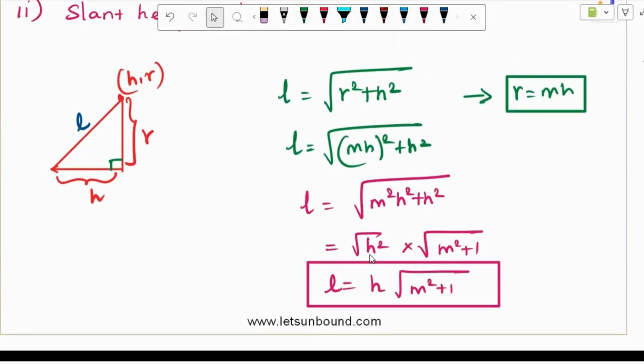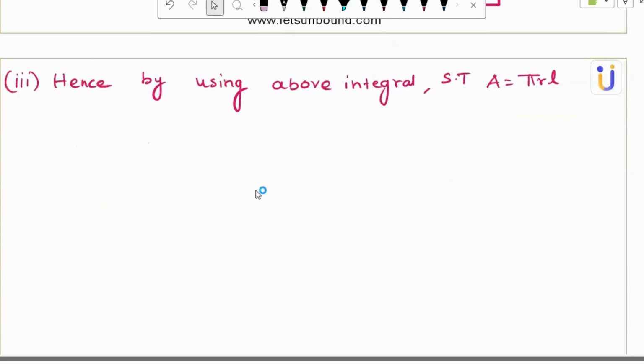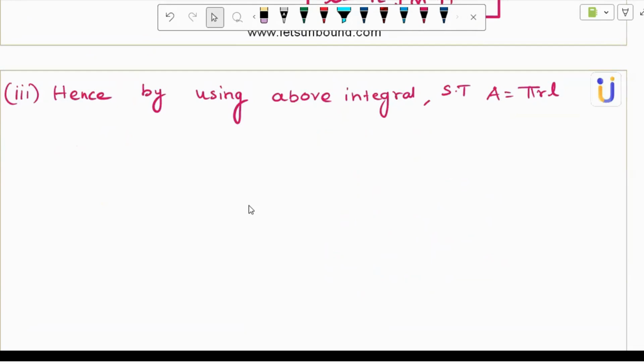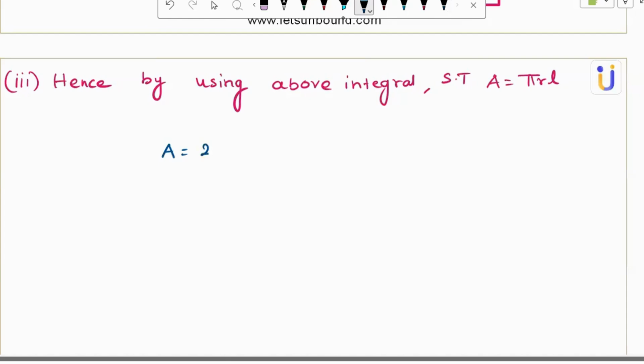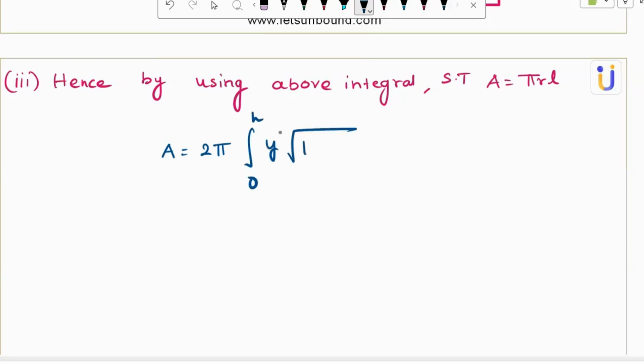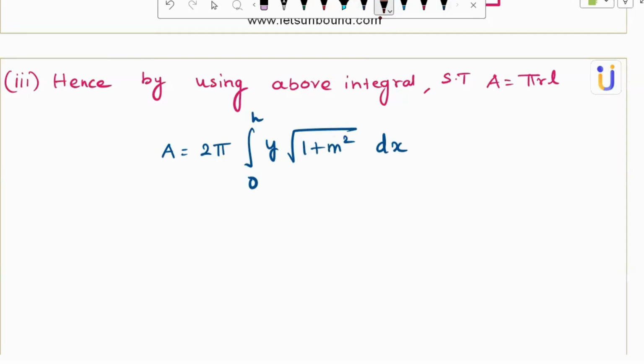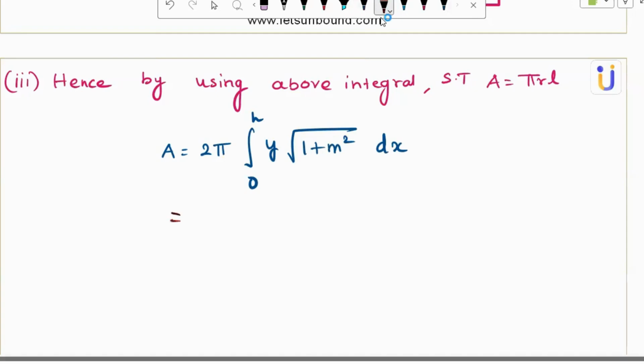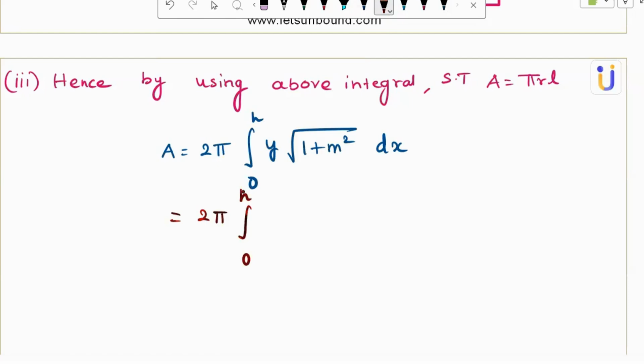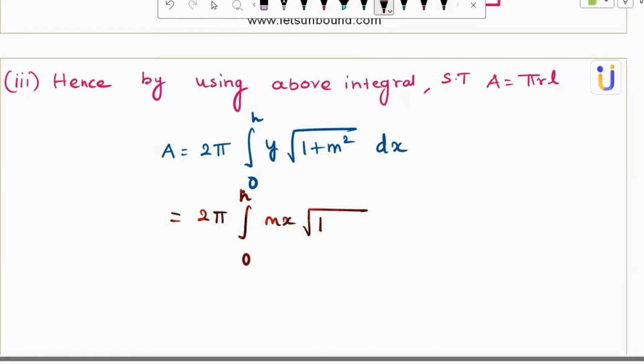Right, and next part. Hence, by using above integral, show that A is equal to pi RL. Right, let's try to prove it. So given integral, the very first integral they have provided is A is equal to 2 pi integral 0 to h y square root of 1 plus m square dx. So now let's substitute. What is y? It is mx. So 2 pi integral 0 to h. This is a general case. And y is equal to mx, square root of 1 plus m square and dx.